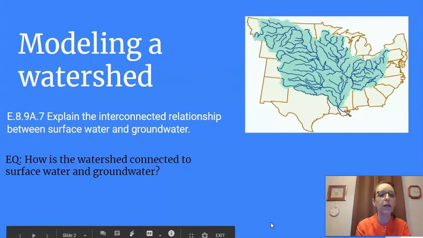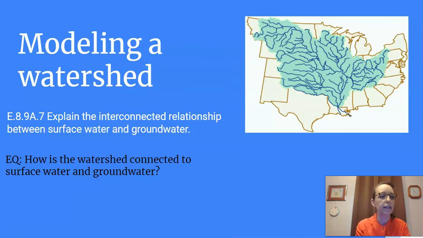All right, so we're looking at modeling a watershed. We're still looking at the standard E.8.9A.7, explain the interconnected relationship between surface water and groundwater. Our big essential question is, how is the watershed connected to surface water and groundwater?